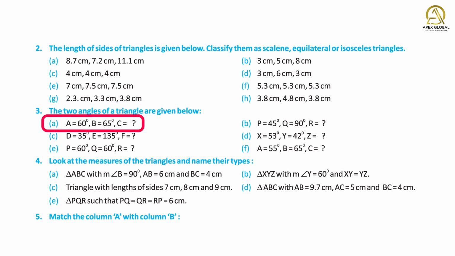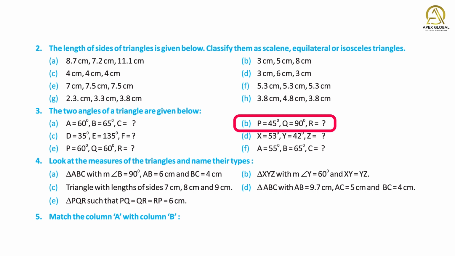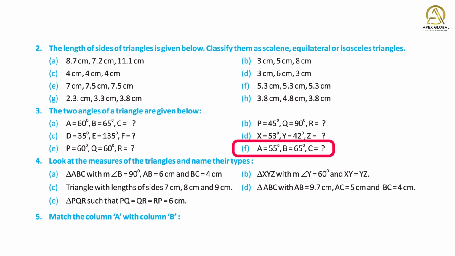A. 60 degree, B 65 degree, C equals 55 degree. B. P 45 degree, Q 90 degree, R equals 45 degree. C. D 35 degree, E 135 degree, F equals 10 degree. D. X equals 53 degree, Y 42 degree, Z 85 degree. E. P 60 degree, Q 60 degree, R 60 degree. F. A 55 degree, B 65 degree, C 60 degree. Question 4.